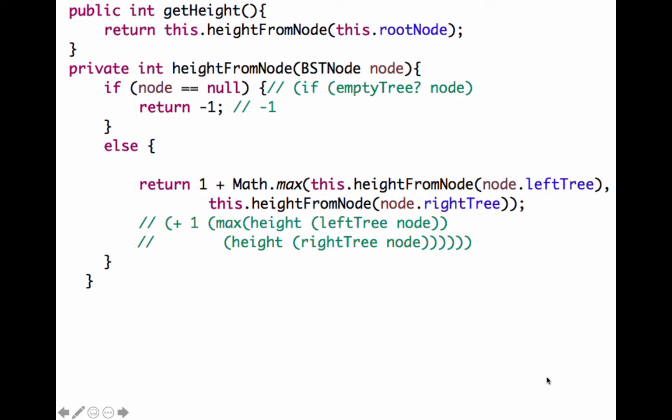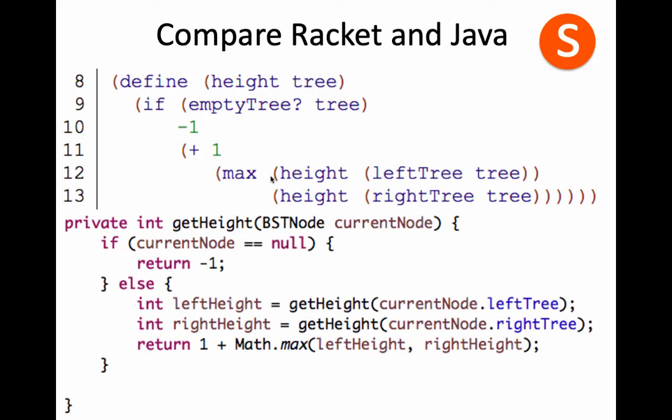Another thing I did in this version is I named that private helper method something different. So I called it height from node, just to draw our attention to the fact that we're not calling our original height method again. Did you notice in the code that I wrote in the previous example that I didn't use this dot to call my methods? They were being called on the BST object, the binary search tree object, and not a BST node.